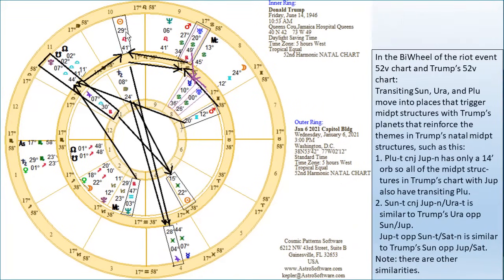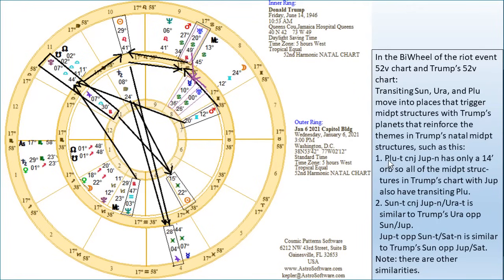Okay, and here I summarize some of the themes going on. Let's take a deep breath and think about this. So what I'm saying is that transiting Sun, up here at 29 Leo, transiting Uranus at 20 degrees Cancer, transiting Pluto at 7 degrees Libra, these three transiting planets have moved into points in this 52 vibration chart that create these midpoint structures.